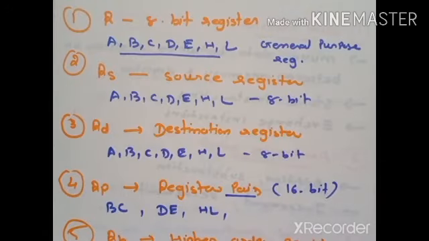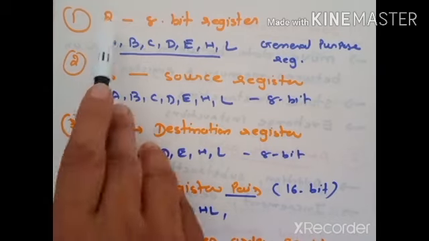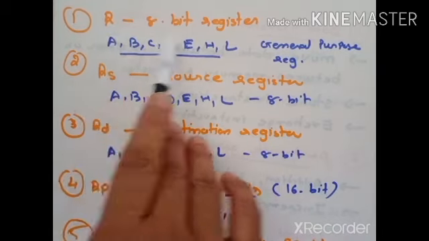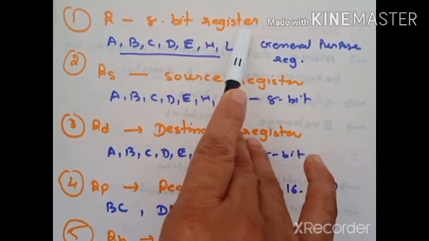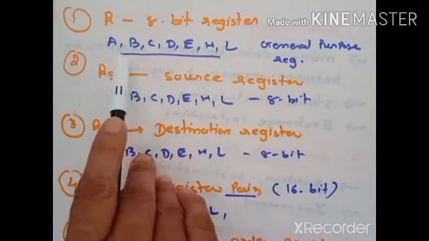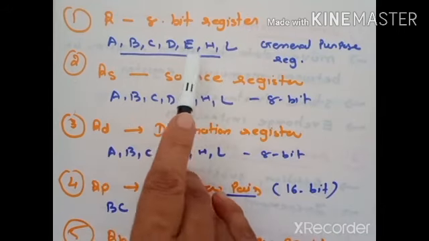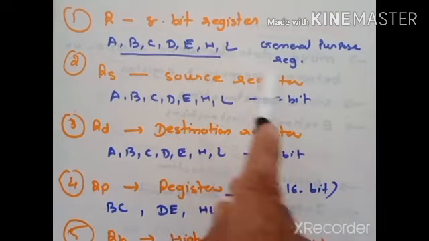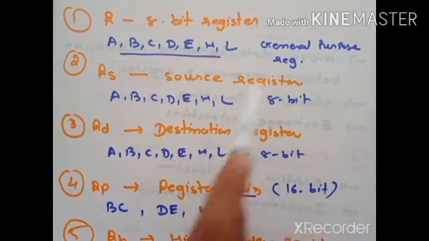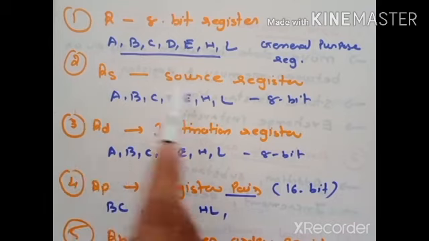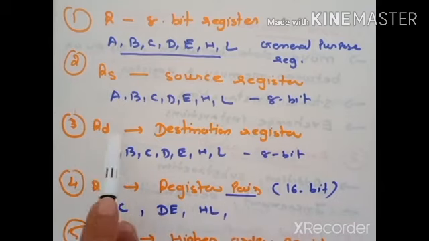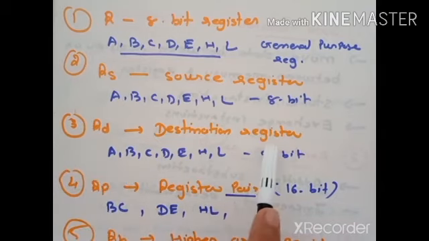This is the terminology mostly used in an instruction. Suppose we use R, that means 8-bit register. 8-bit registers like A, B, C, D, E, H, L, that means general purpose registers. Then RS means source register. RD means destination register. RP means register pair. Register pair means 16-bit register.